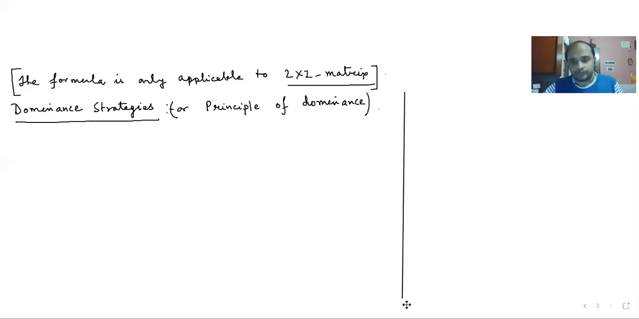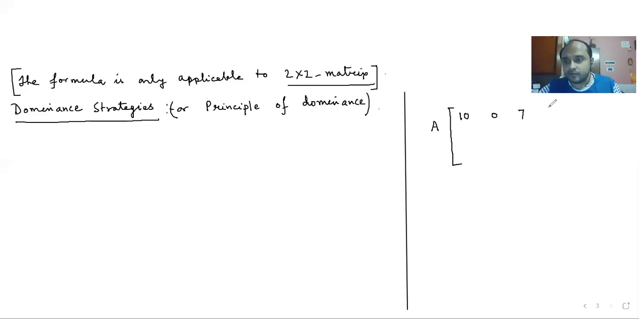Okay, so Shumana was asking, what will happen if the matrix is not 2 by 2? So let us take a matrix A of this form: 10, 0, 7, 4; 2, 6, 4, 7; 5, 2, 3, 8. Player A is the maximizing player and B is the minimizing player, and you have been asked to solve this game.